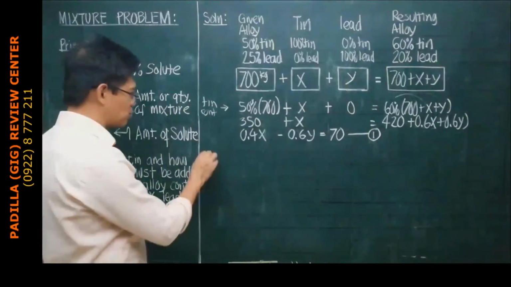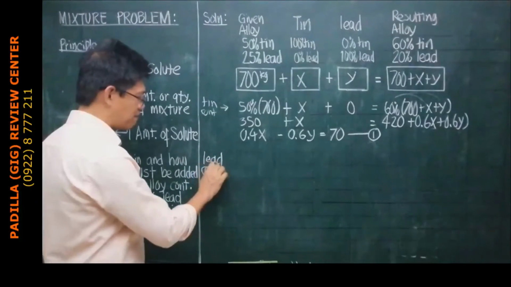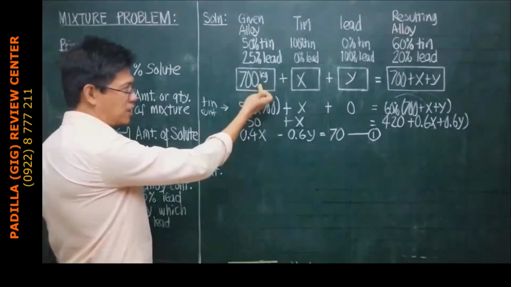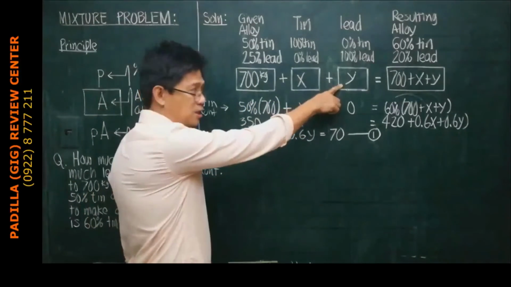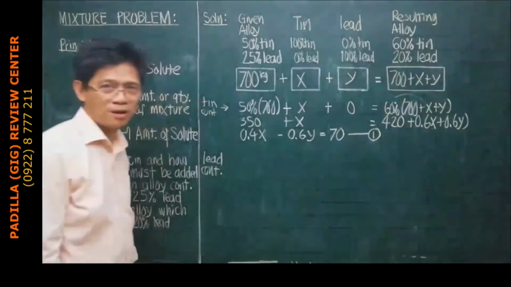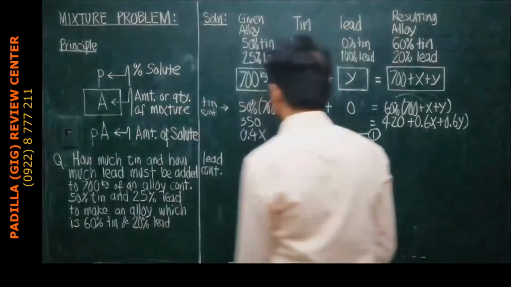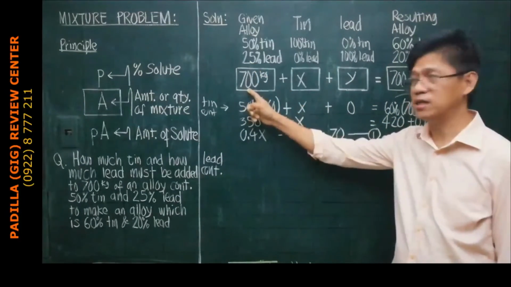This time, let us consider the lead content. The lead content of this plus the lead content of this plus the lead content of this must be equal to the lead content of this. The problem states 25% of the 700 is lead.